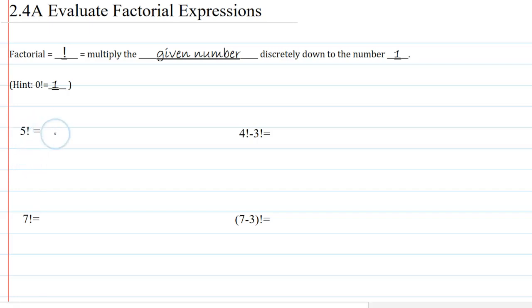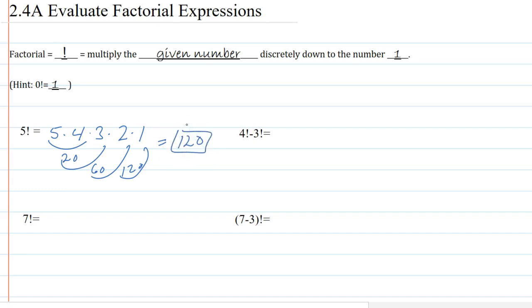If you have 5 factorial, that means you have 5 times 4 times 3 times 2 times 1. And then you just multiply them out. 5 times 4 is 20. 20 times 3 is 60. 60 times 2 is 120. And 120 times 1 is just 120. It gives you an answer of 120. So 5 factorial is 120. You can see how these numbers will get really big really fast.